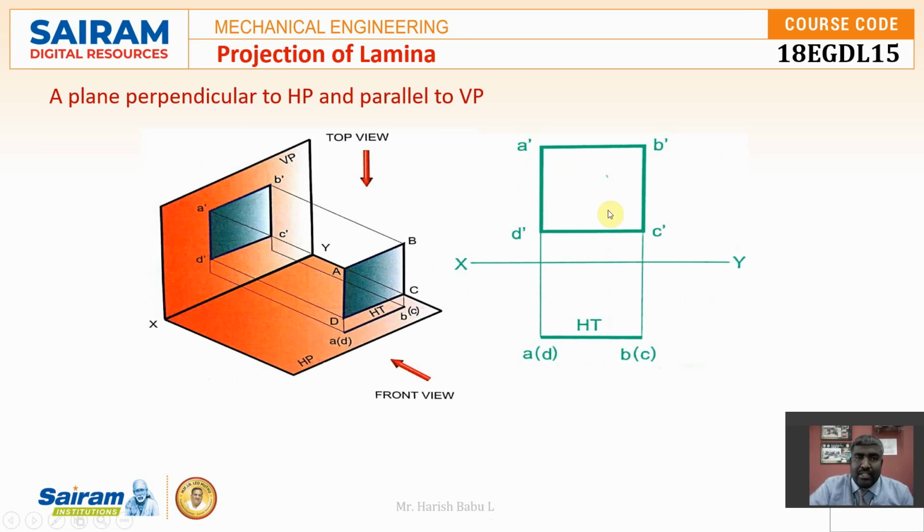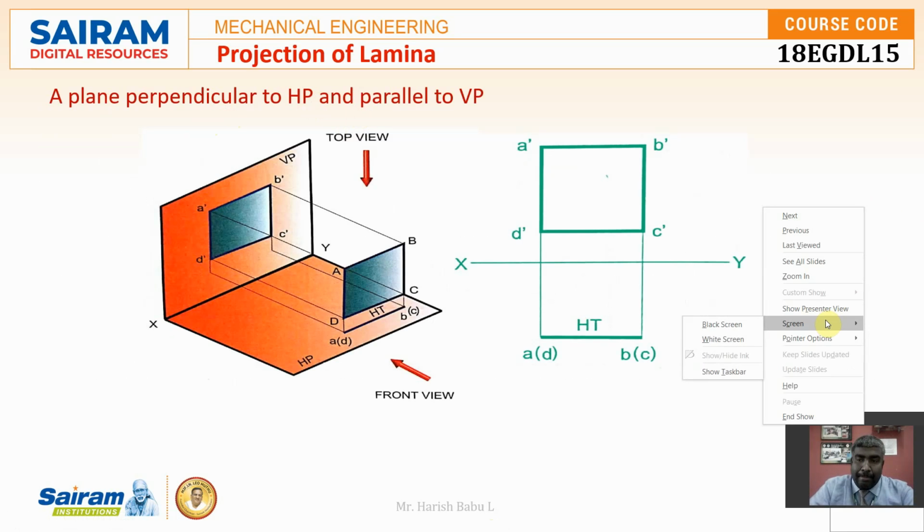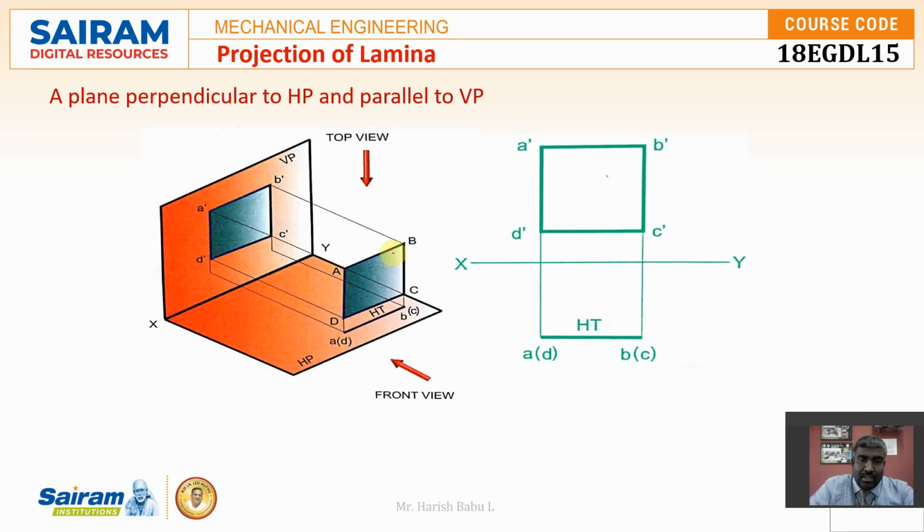The first condition I am going to consider is a plane perpendicular to HP and parallel to VP. So you can see from the sketch that the lamina ABCD is parallel to VP and perpendicular to HP. When I observe from the front, I can see the complete shape of the lamina, which can be projected directly onto the vertical plane. I want to get all the dimensions exactly and name that as A dash, B dash, C dash and D dash. That will be your front view on the vertical plane.